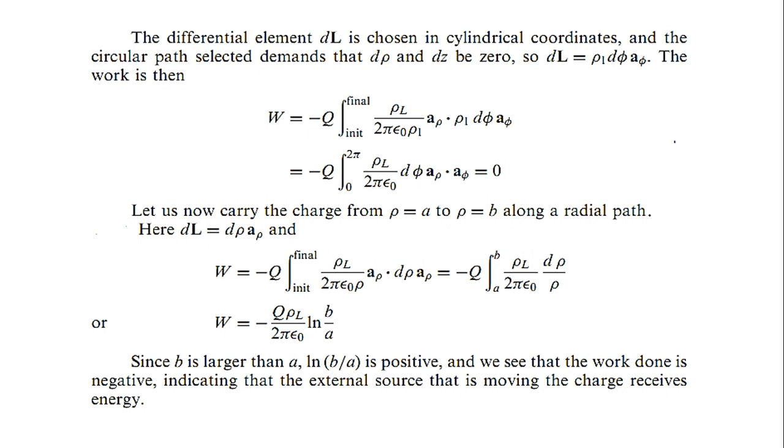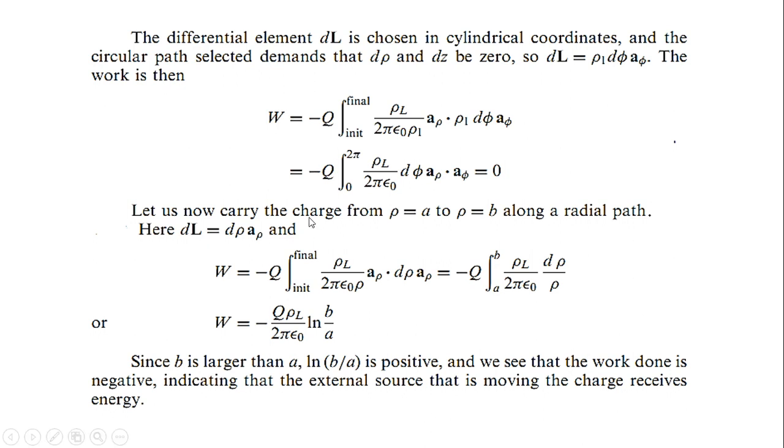Or we can also say that our initial and final points are the same. We are moving over the circular path. So when we are moving over the circular path and we have taken an infinite line charge, our work done will be 0. Our initial point is 0, our final point is 2 pi because we are moving along the phi direction.